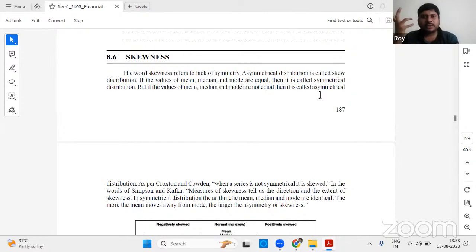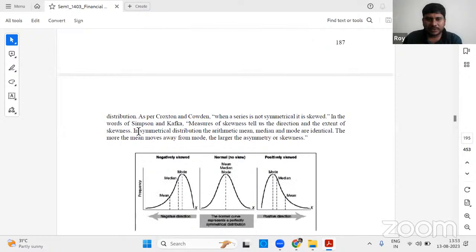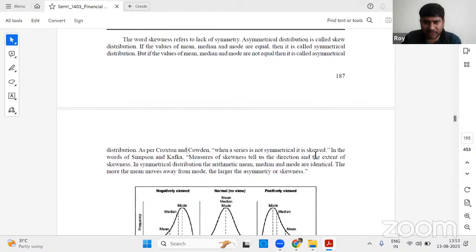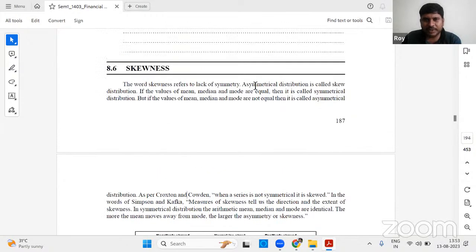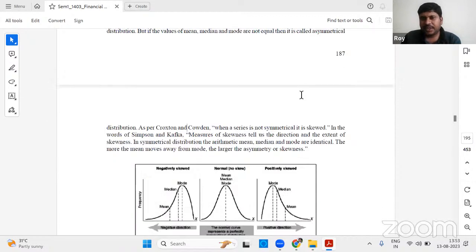Simple. Skewness talks about what? The lack of symmetry. But if the values of mean and mode are not equal, then we call it the asymmetrical distribution. As per Croxton and Cowden, when a series is not symmetrical, it is skewed. Not symmetrical means asymmetrical, right?